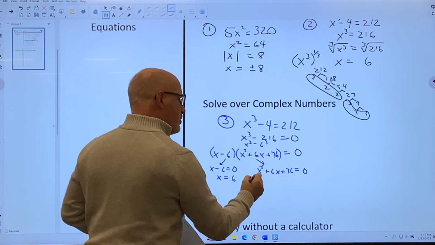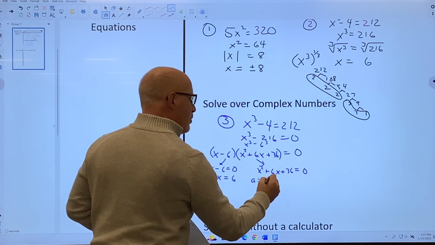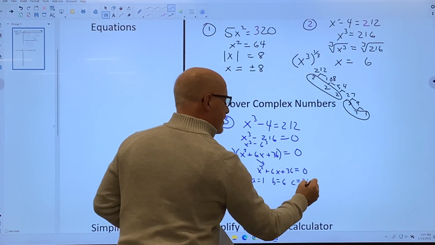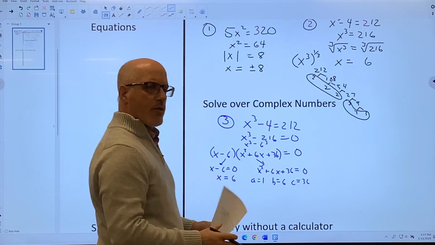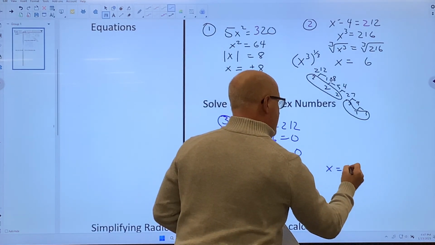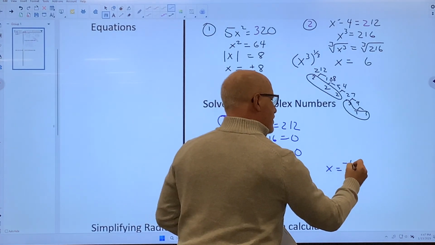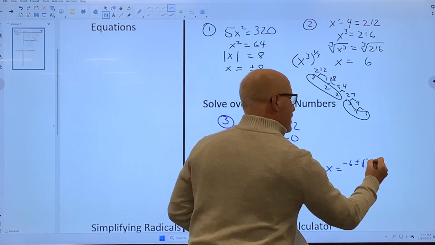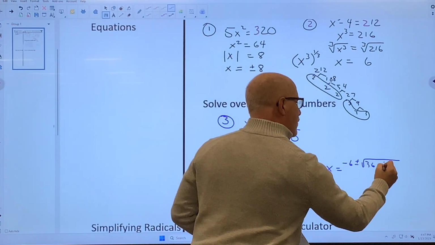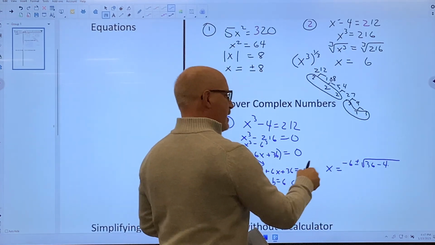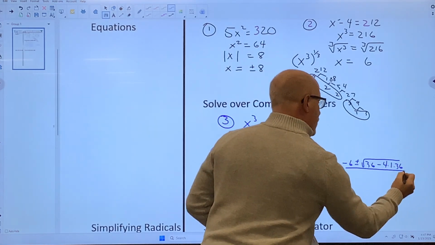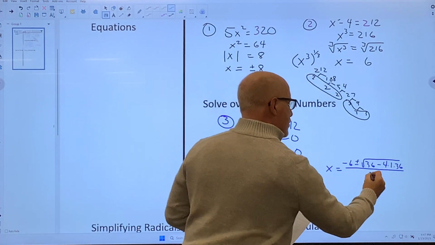We're going to solve that using the quadratic formula with a equal to 1, b equal to 6, and c equal to 36. So if we put those into the quadratic formula, what we'll get is x equals the opposite of b, which is negative 6, plus or minus the square root of b squared, which is 36, minus 4 times 1 times 36, all over 2 times 1, which is a 2.